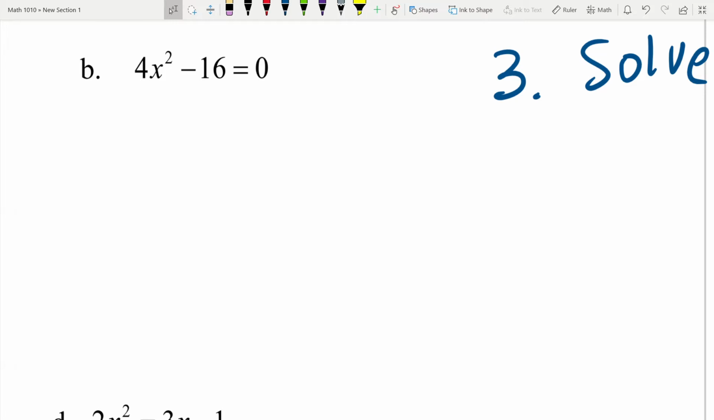You could go immediately to difference of squares. I would do something different. I would take the GCF, which is what?